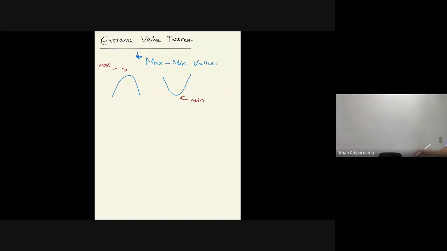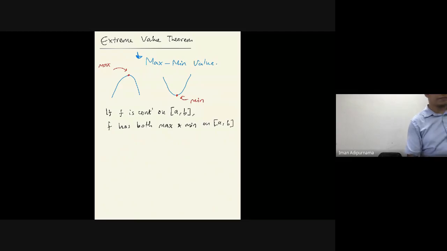A typical maximum and minimum you already learned, maybe from junior high school. You already learned how to find this point. Okay. So let me write: if the function is continuous on interval a to b, then the function has both a maximum and a minimum on the interval. Okay.